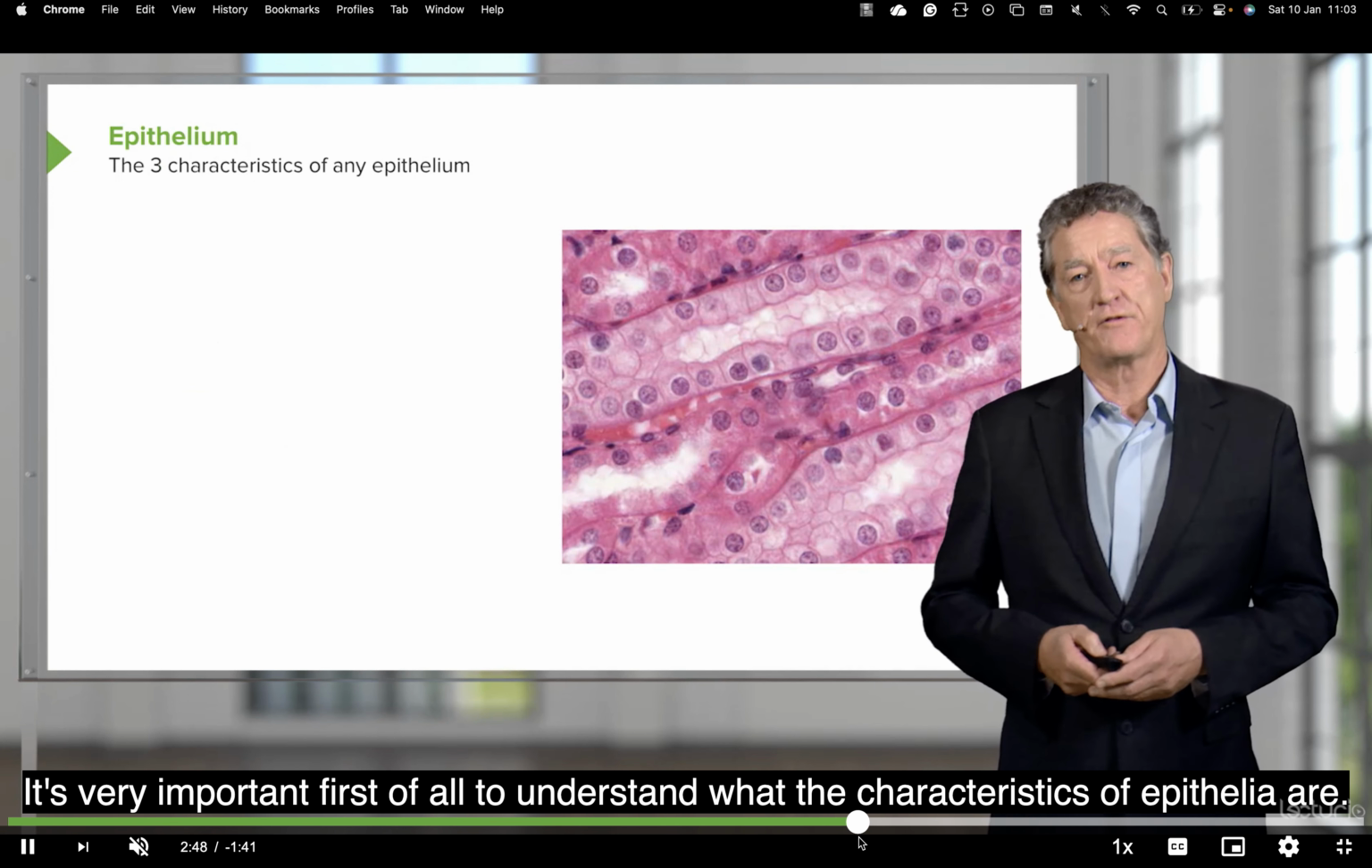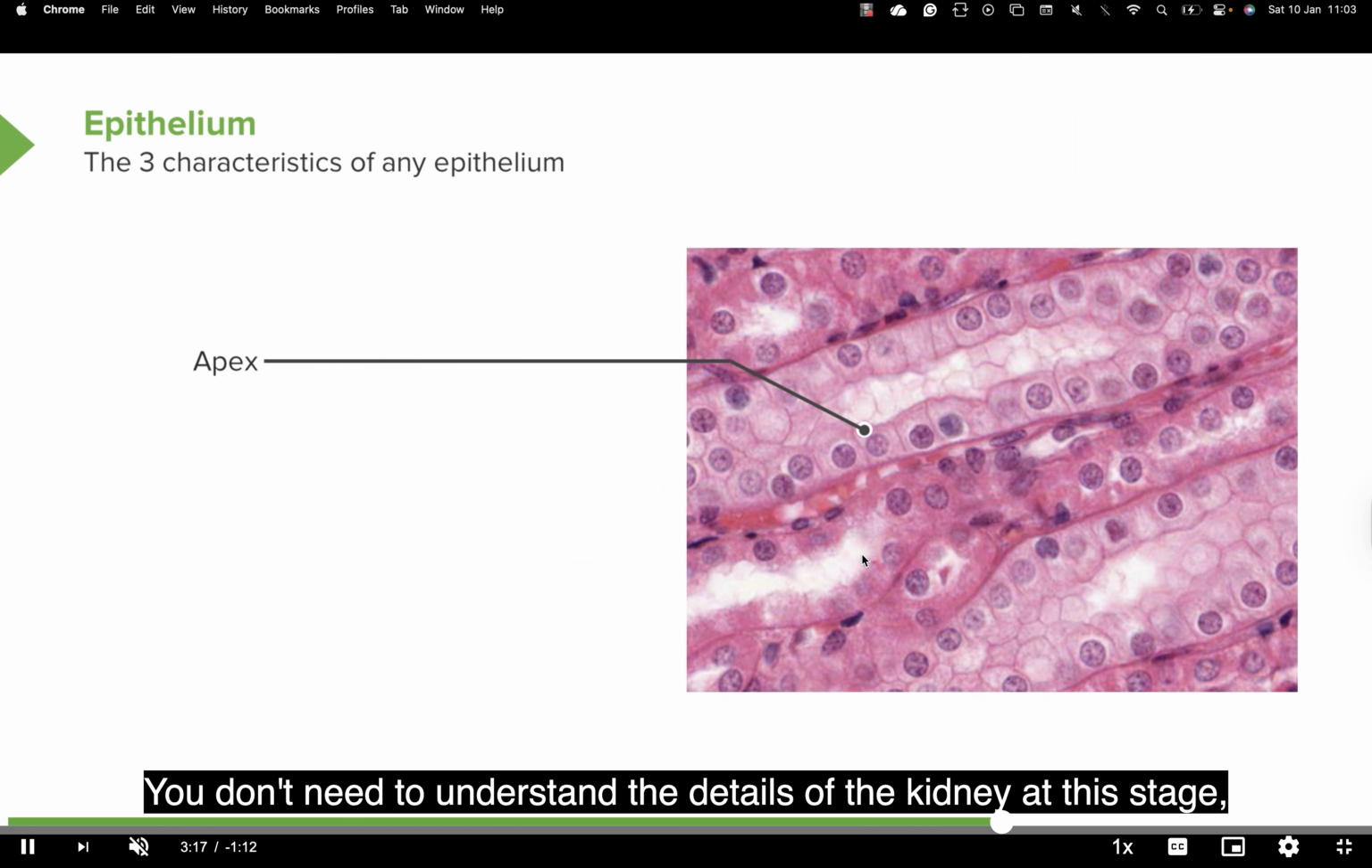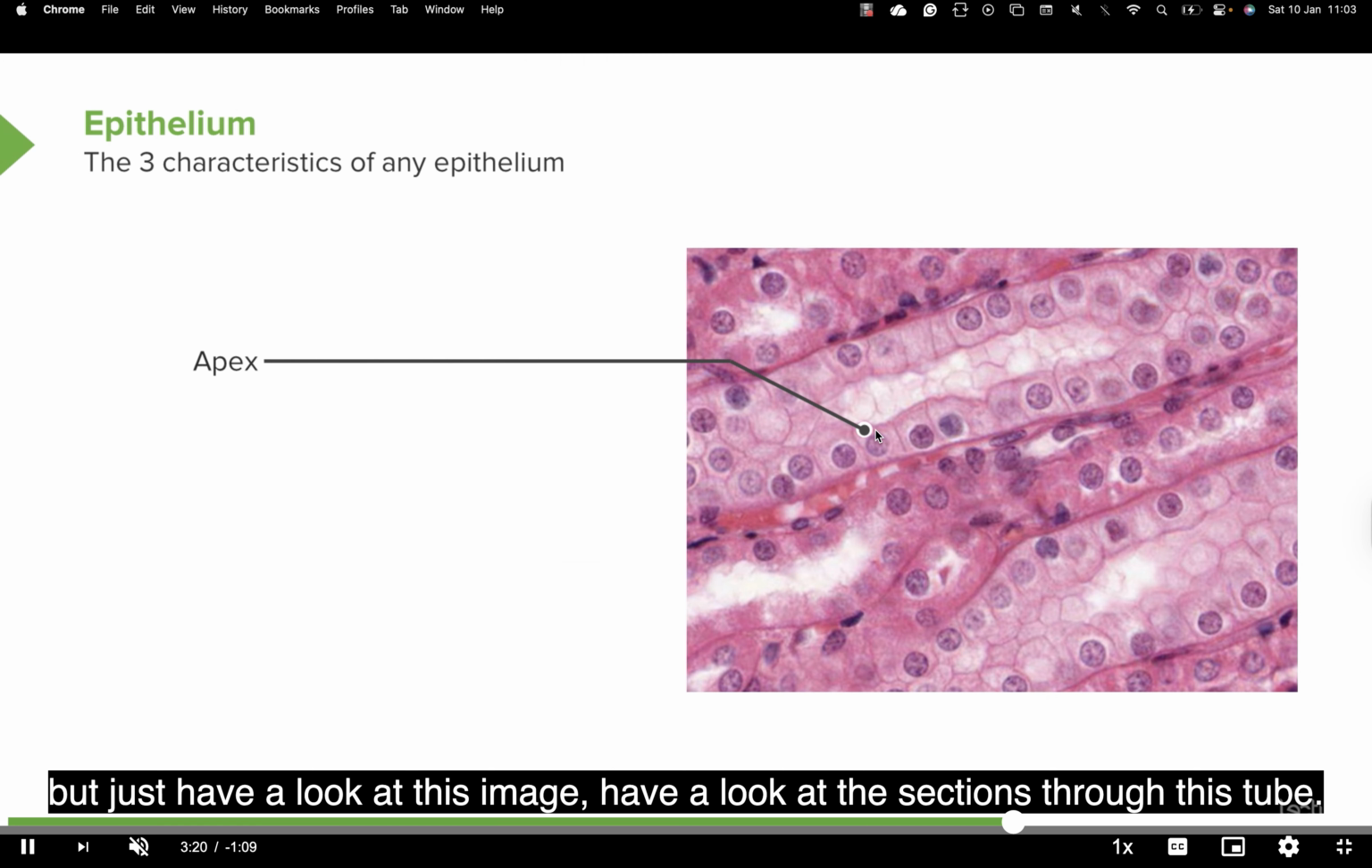These are the characteristics of epithelium. If you see, the epithelial cell has its apex, base, and lateral surfaces.